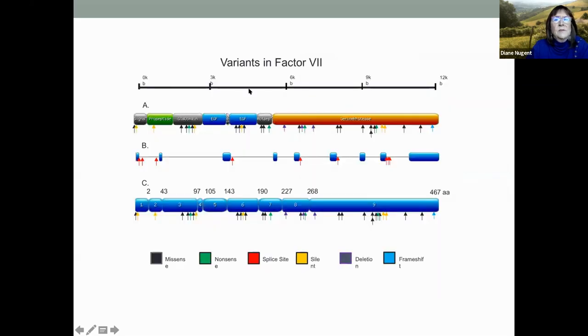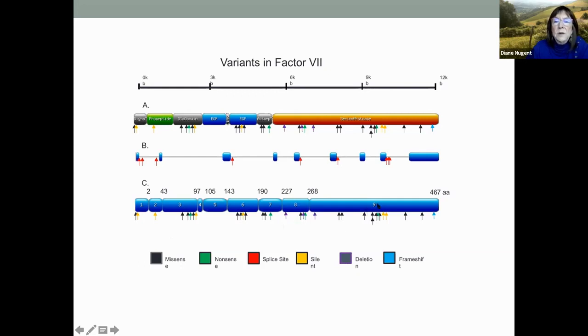Here's the gene as it's read from the DNA. Pretty soon, though, you realize that a lot of the DNA that's read is not used, so it has to be clipped out. We call that spliced out. So eventually, the protein, as it's read and produced, has each of these domains. Here's that vitamin K domain for factor 7. Here's the enzyme portion. And when we look for variants, we look for mutations in these different portions.